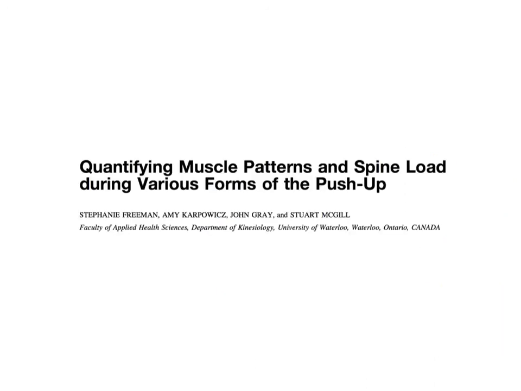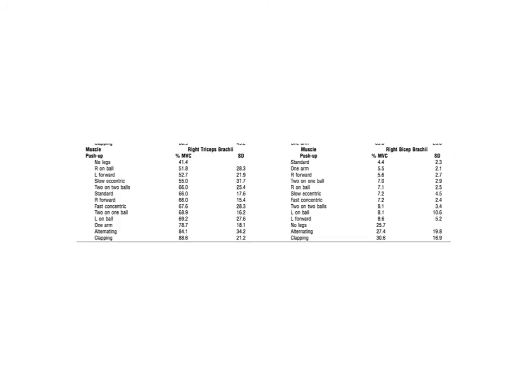We're going to compare these data to a paper by Freeman et al. that is basically quantifying muscle patterns and spinal loads, which we're not considering, during various forms of the push-up. Here are the data. I just cut the data from the right triceps brachii, right biceps brachii. It has all the push-ups listed, not in the same order, but you look down and you find your standard push-up was 66% with a standard deviation of 17.6, so a reasonable variability. And what we found was 55.4%. So in the ballpark.